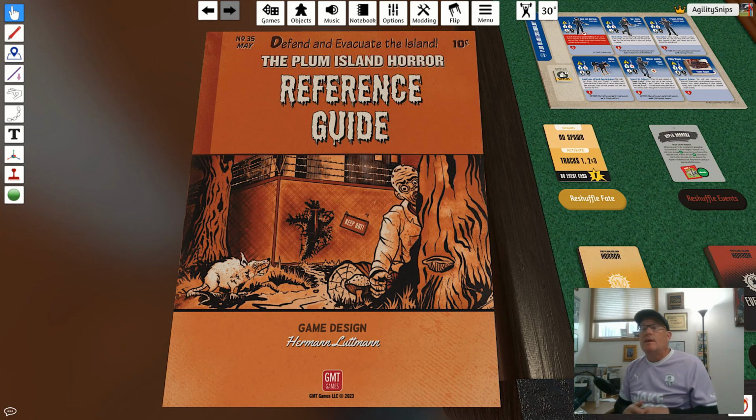And there you have it. Now you know pretty much all that you need to know in order to play the Plum Island Horror. I haven't covered every single rule, obviously, but there's a really handy reference guide in the game that covers a lot of situations as they come up and can be a really great resource during gameplay to look things up as you need to understand them.